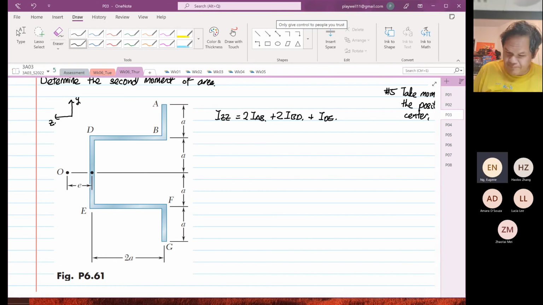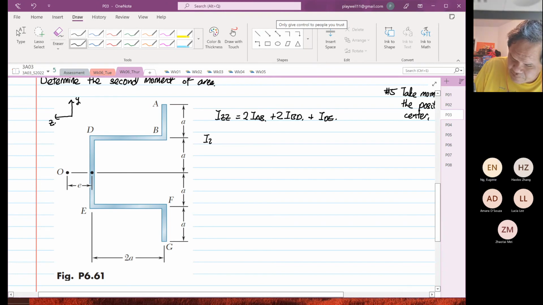So we're going to do IZZ. So this is equal to twice. Knowing that it's ZZ, so this is our width.